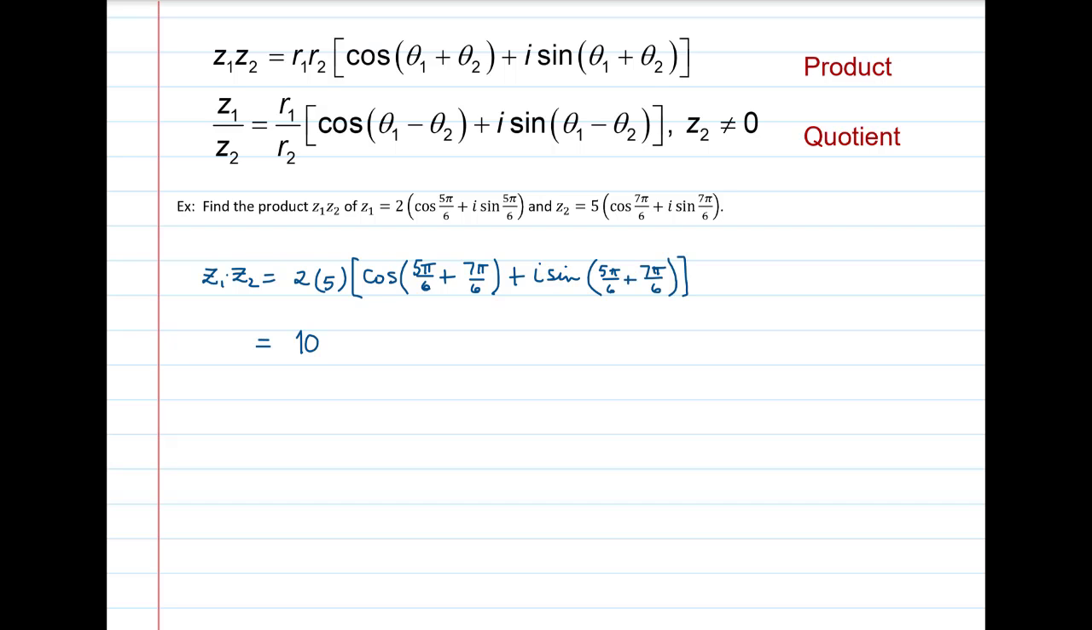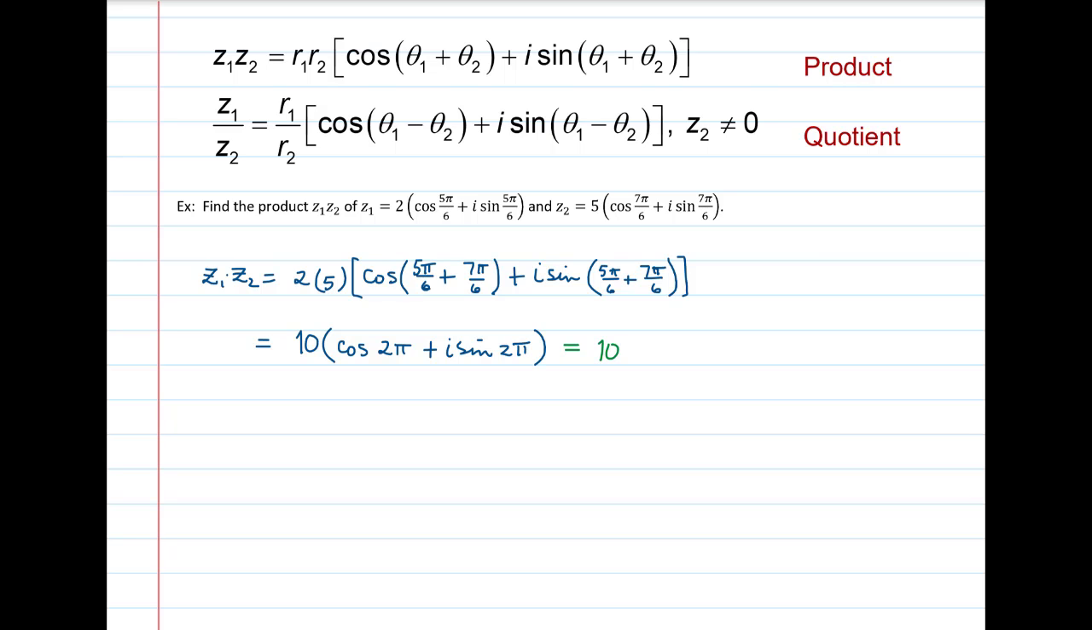All right, once we have that, we can start simplifying some things. 2 times 5 is 10, and all that is times cosine of the sum of the two angles here. So 5 pi over 6 plus 7 pi over 6, that's 12 pi over 6, which is 2 pi. Okay, so that's nice. Plus i sine of also 2 pi. And there we have it. That's the product of z1 times z2.